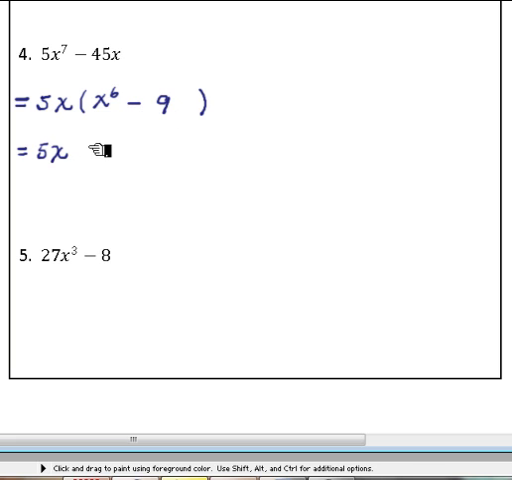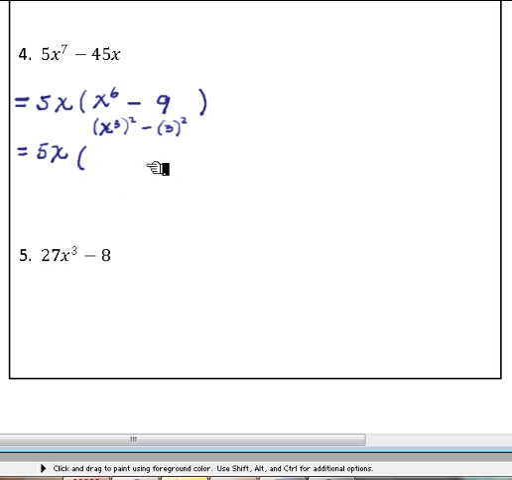It's actually a difference of 2 squares. 9 is a perfect square, 3 times 3, and x to the 6th is also a perfect square because 6 is even. X to the 6th is x cubed times x cubed. If we write this underneath as a difference of 2 squares, it would be written like this. This is x cubed squared minus 3 squared.